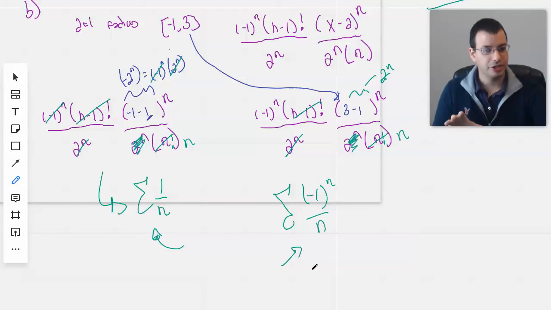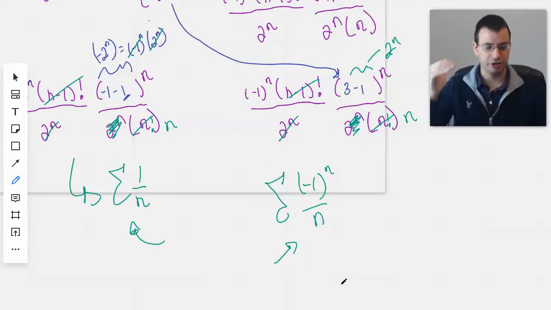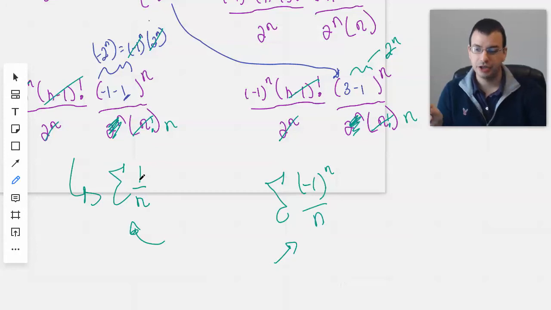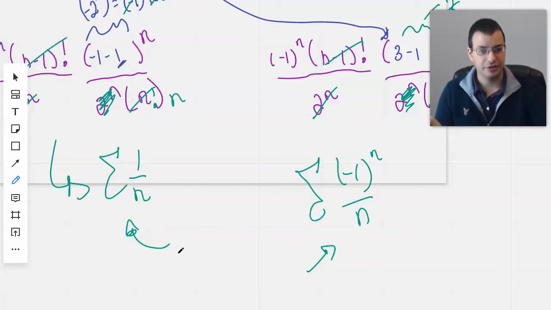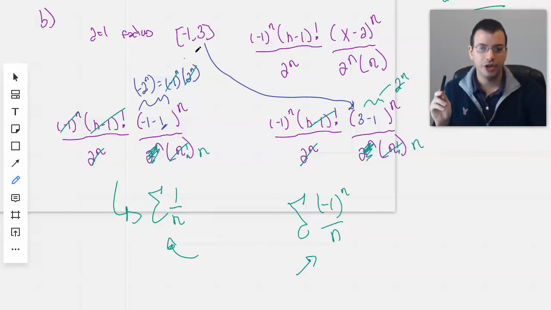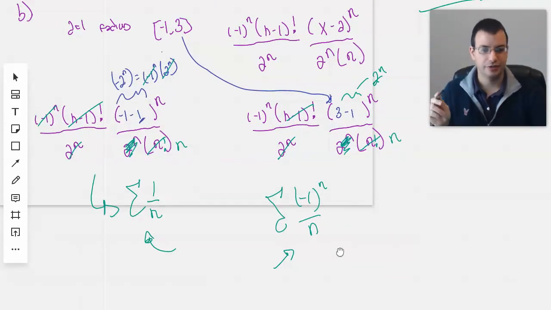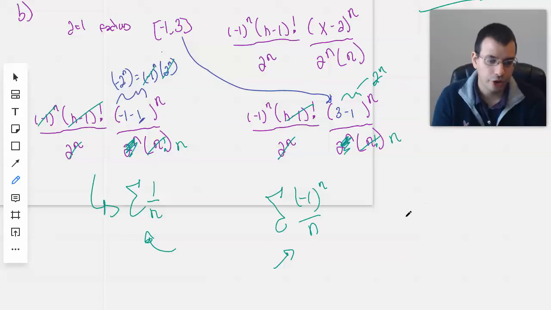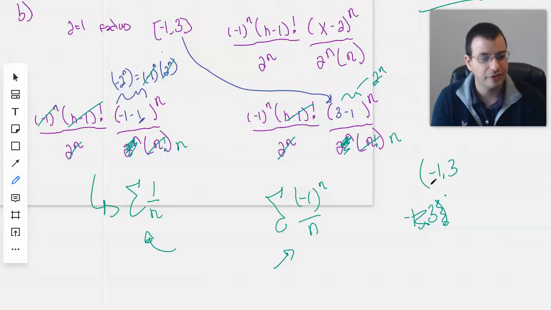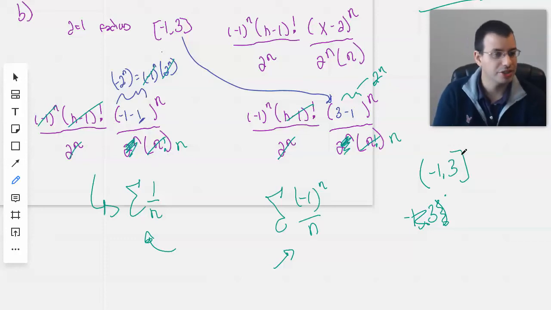And the alternating harmonic series does converge, because for an alternating series to converge, it needs to alternate. You have your (-1) to the n, but then it also has to go to 0, which it does. This one, the harmonic series, 1 over n, goes to 0, but it doesn't alternate, so it diverges. So -1 will not be in the interval of convergence. So the interval of convergence will be -1 to 3, where -1 is not included, but 3 is included. That's what the little bracket means versus the parentheses.